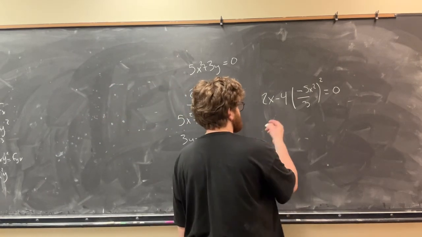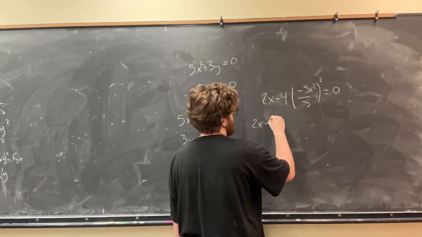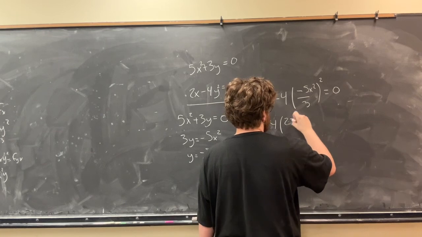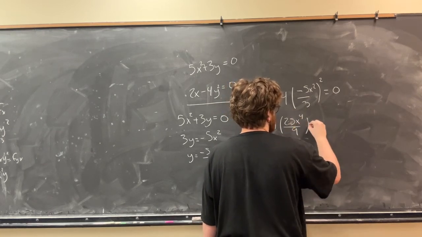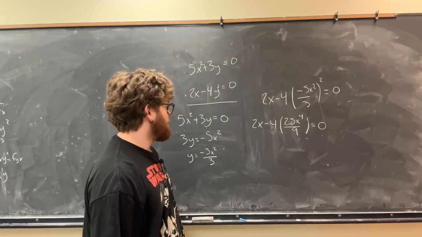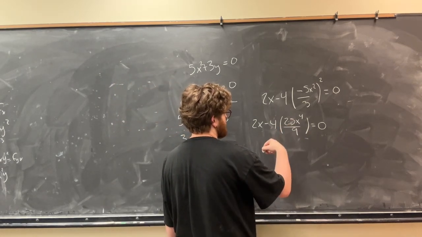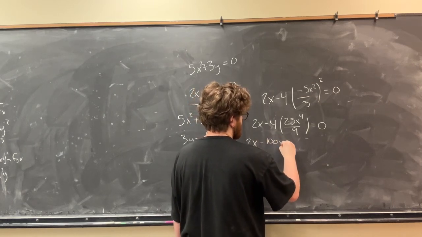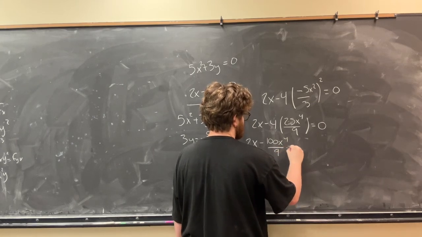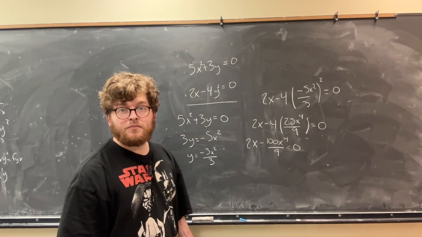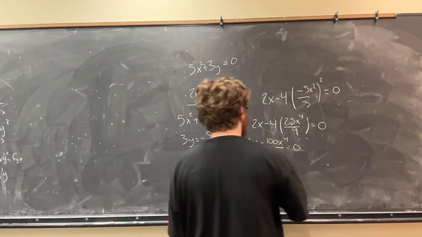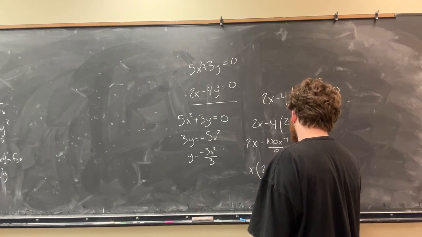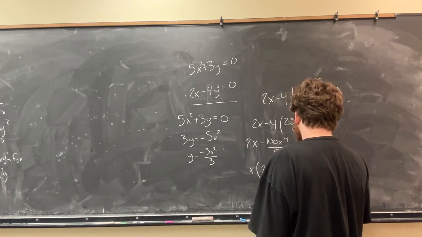Well, let me factor this or simplify it. That's 2x minus 4 times 25x to the 4th over 9 equals 0. Simplifying this some more, 2x minus 100x to the 4th over 9 equals 0. This looks like something that I can just factor, right? If I factor out an x, I get x times 2 minus 100 over 9 x cubed equals 0.